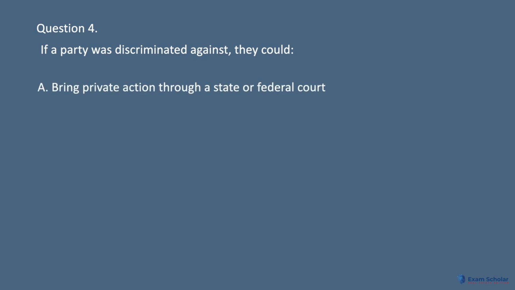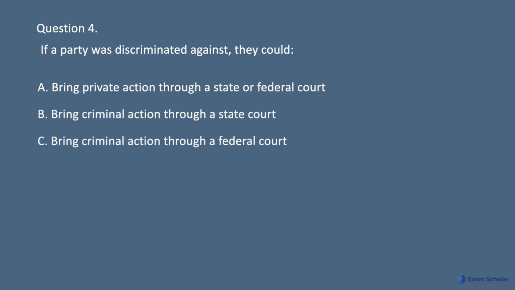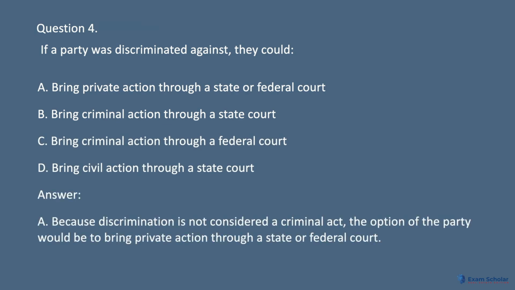Question 4. If a party was discriminated against, they could A. Bring private action through a state or federal court. B. Bring criminal action through a state court. C. Bring criminal action through a federal court. D. Bring civil action through a state court. Answer A. Because discrimination is not considered a criminal act, the option of the party would be to bring private action through a state or federal court.